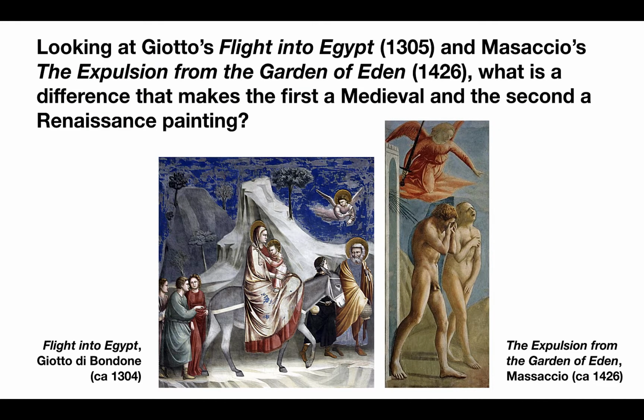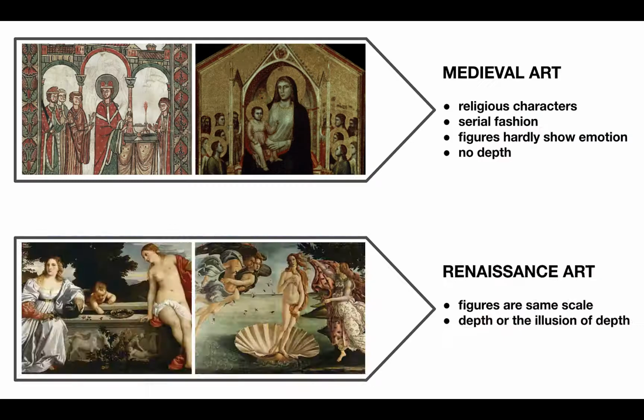So let's take a closer look at two other works by these artists and look at this question: if we look at this Flight into Egypt and Masaccio's The Expulsion from the Garden of Eden, left and right respectively, what's the difference that makes the first a medieval and the second a Renaissance painting? If we go back and quickly look at our views here, religious medieval art has religious characters, serial fashion, figures hardly showing emotion, no depth.